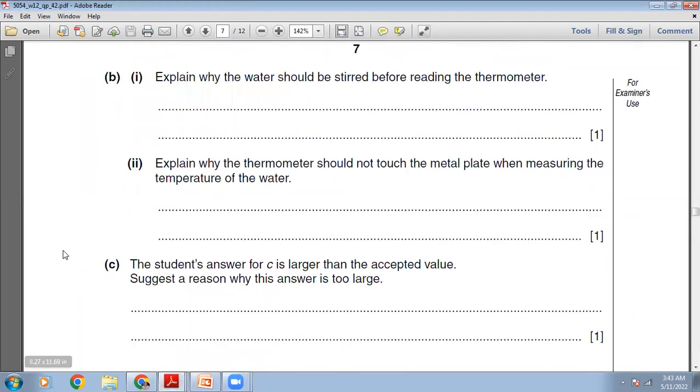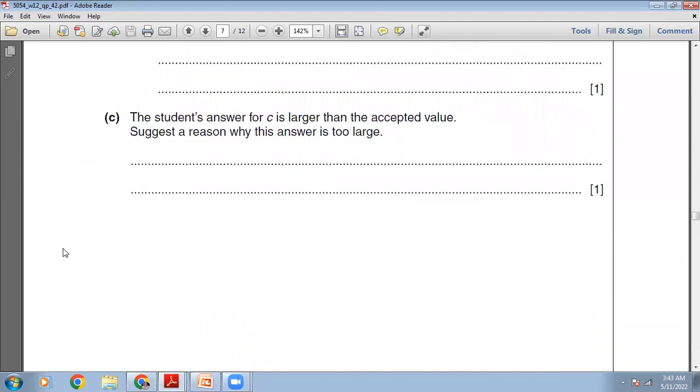Okay. So next question. The student's answer for the C is larger than the accepted value. Suggest a reason why this answer is so. You see, in our calculation, when we calculated the C value, we supposed that all the heat produced by the heater is used to raise the temperature of the water. But in reality, this will not happen. The heat provided by the heater will not all go to the water.